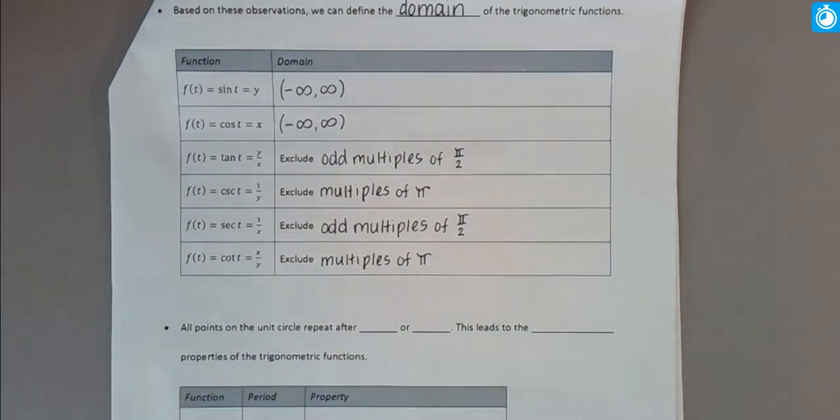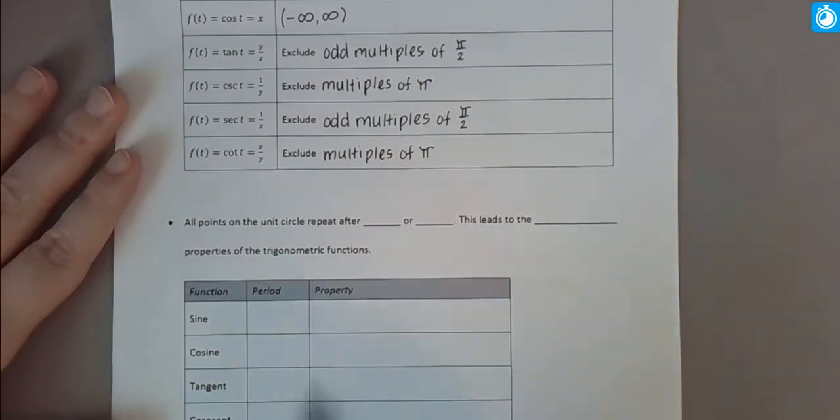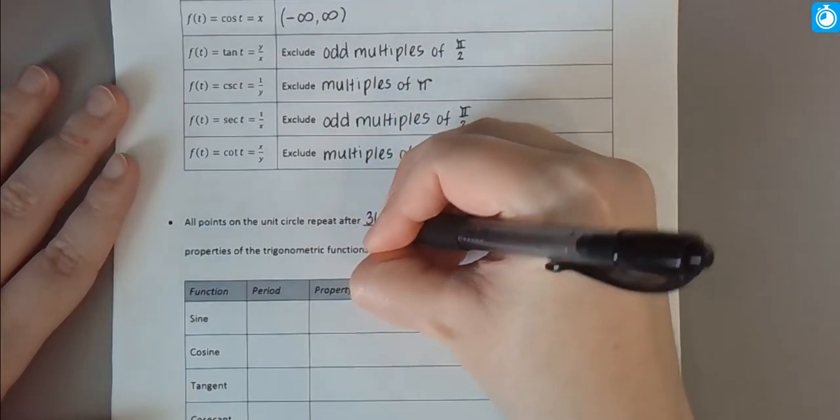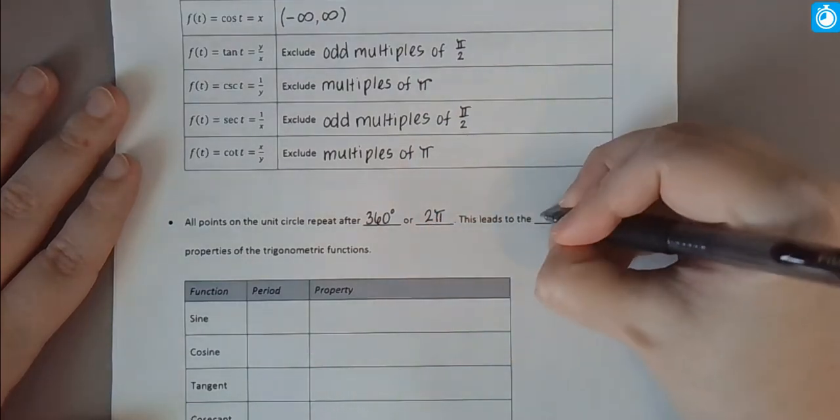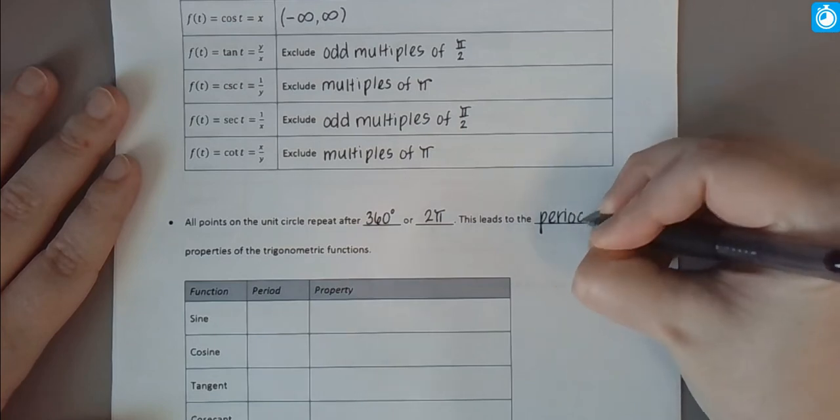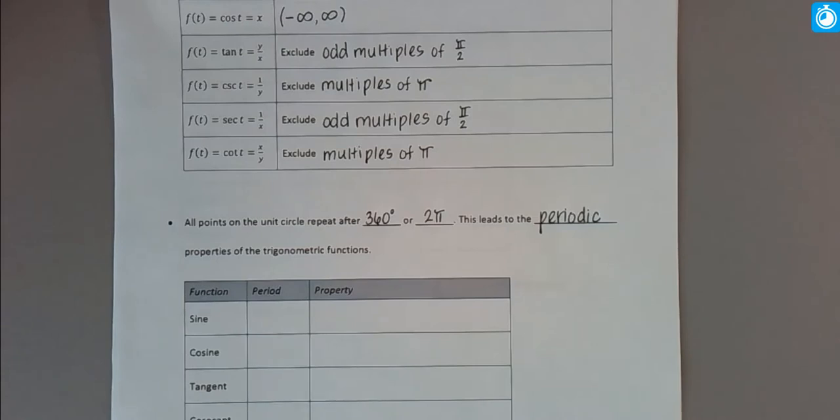Now, in the same way, this fact that these issues with domain are repeating because we can continue rotating, we see another type of behavior that's specific to trigonometric functions that we may have not seen with any other functions before. One thing we have to keep in mind is that all points on the unit circle are going to repeat after either 360 degrees or 2 pi, depending on what we're talking about. This leads to what we call the periodic properties of the trigonometric functions. Because our trig functions are defined just in terms of the coordinates on the unit circle and the coordinates repeat, we have values for our trigonometric functions that repeat.